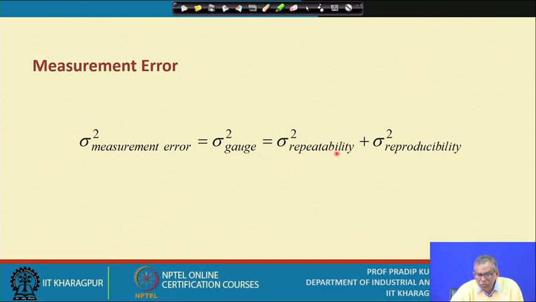Now there are two aspects. This error may be due to the repeatability or maybe reproducibility. Now what is the repeatability? That means you'll be using the measuring instrument under the same conditions. You will be taking measurements a number of times. So you are not changing the conditions or the constants. So that is repeatability. Is it okay?